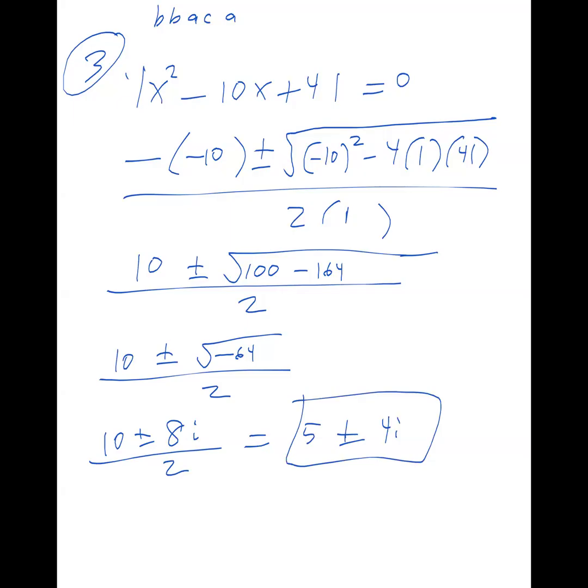Once again, I don't know if the computer has a plus-minus button that can work. So you might have to type your answer like this: 5 plus 4i, comma, 5 minus 4i. But hopefully you can just put a plus or minus and put the whole answer in at once.